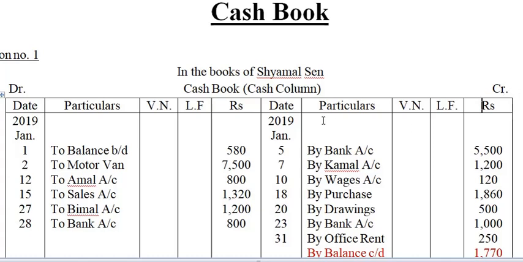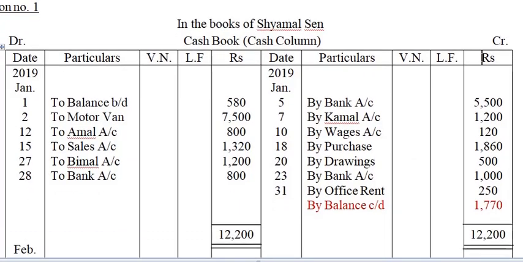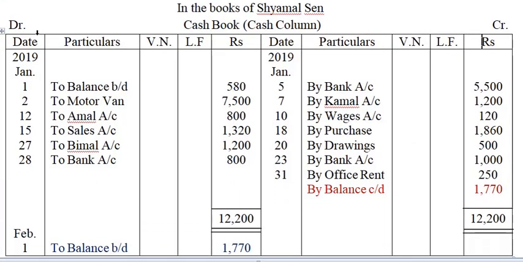So when preparing the cash book, we have to apply the golden rule of real account: debit what comes in, credit what goes out. So it's very simple. And remember that credit transactions are not recorded. If a credit transaction is given in the question, then we must ignore that.